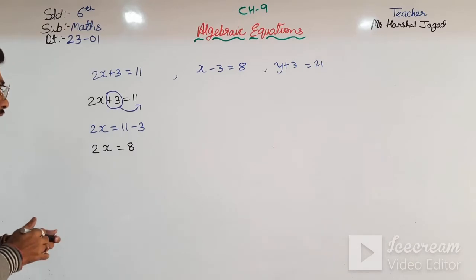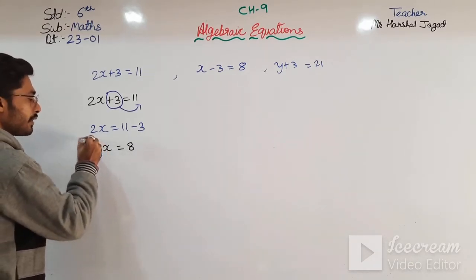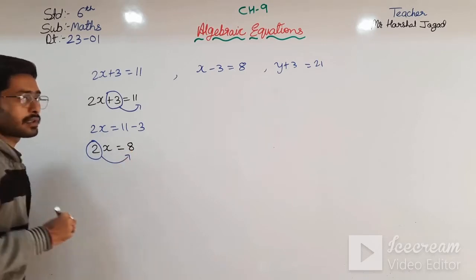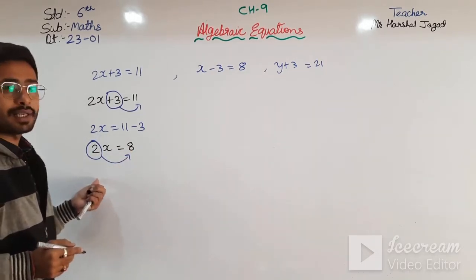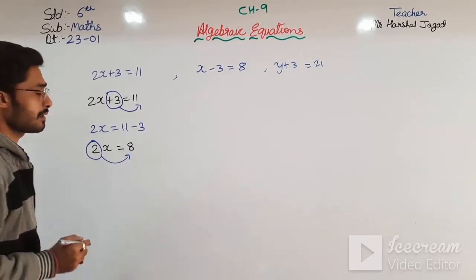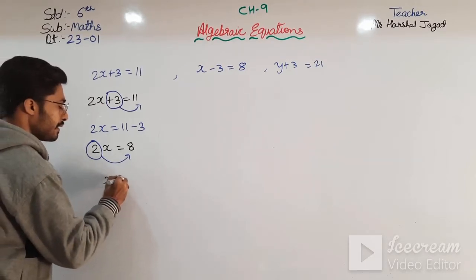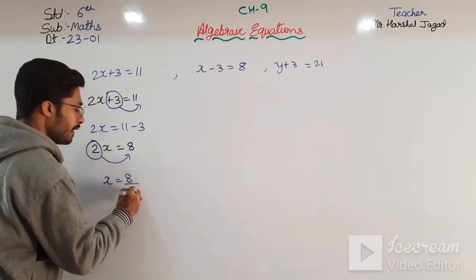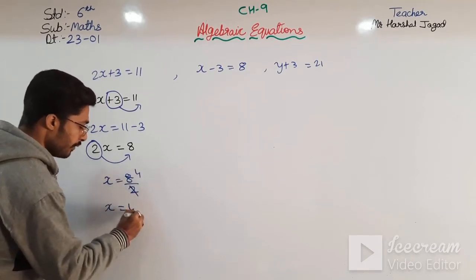And then this 2, which is in multiplication, when it goes towards the right hand side, means on the RHS, it becomes division. So x is equal to 8 upon 2, that is, 2 fours are 8, and x is equal to 4.